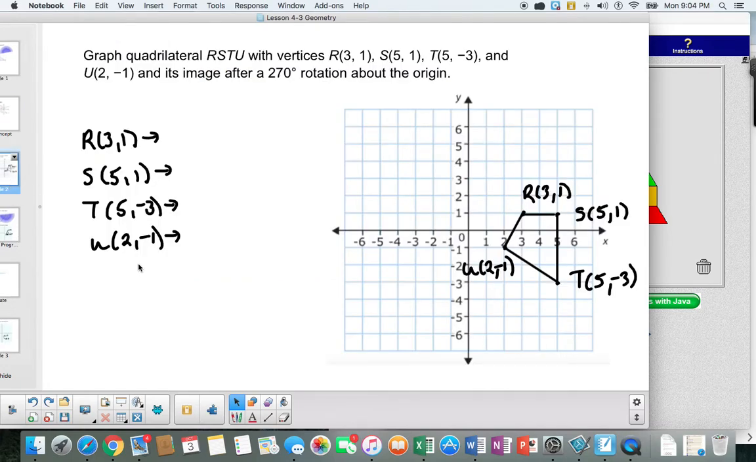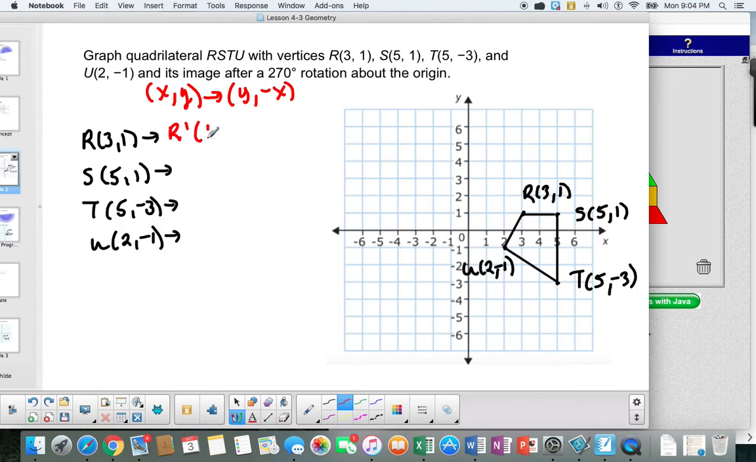Let's take a look at a problem in which we do a rotation. Now we're doing a 270 degree rotation, so I want to write the rule to remind me what to do. A 270 degree rotation is (y, opposite of x). So R prime will be, I'm going to take my y, which is 1, take my x and change its sign. S prime will be (1, -5). T prime is going to be (-3, -5). And then U prime is going to be (-1, -2).